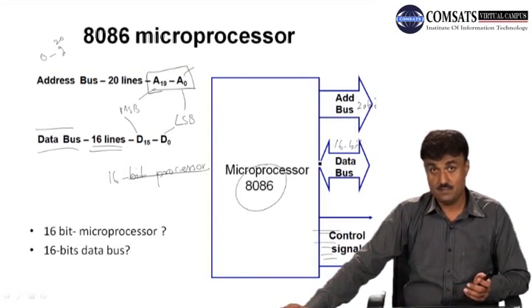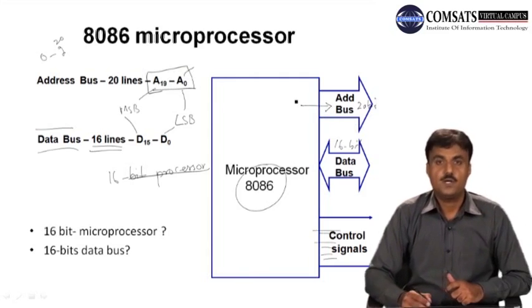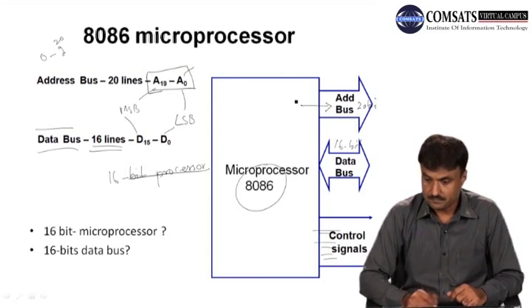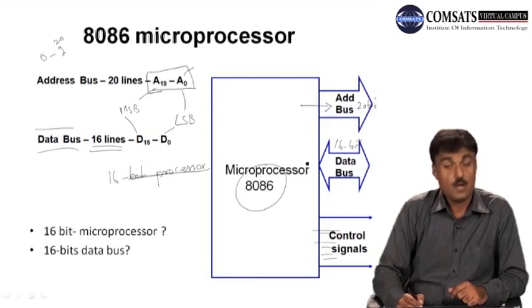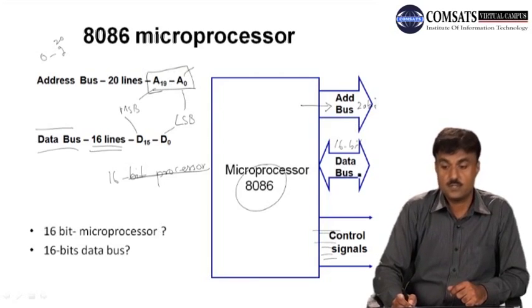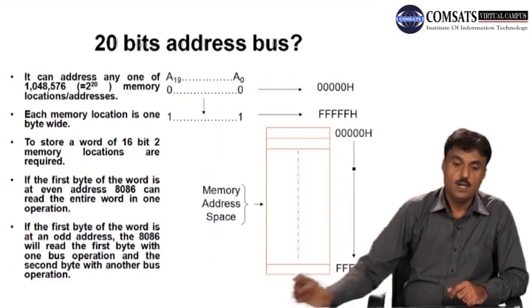The address bus is unidirectional. All the addresses go from the microprocessor towards the memory or towards the input-output devices. And the data bus is bidirectional, and data comes to the microprocessor and leaves from the microprocessor. That is the reason this is bidirectional.